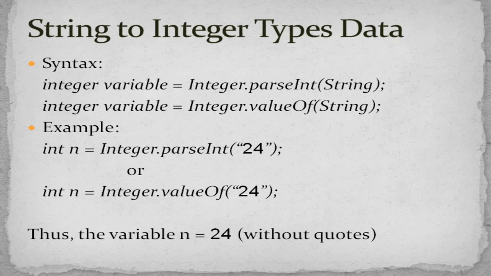Now the string has been converted into an integer value and it will be stored in n. The same way you can also use the valueOf function to do the same, converting the string which has 24, and it will be stored in n. Now the value of n is 24. Now we can use this number for further calculations.